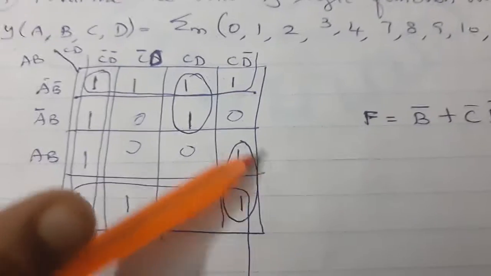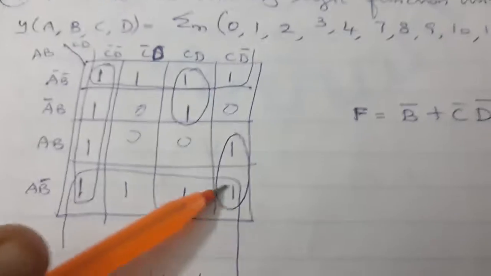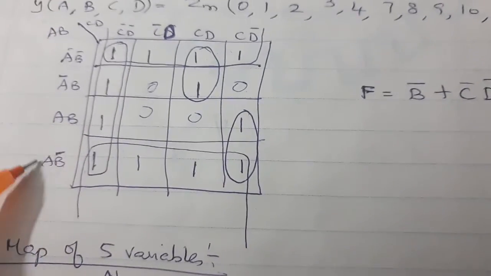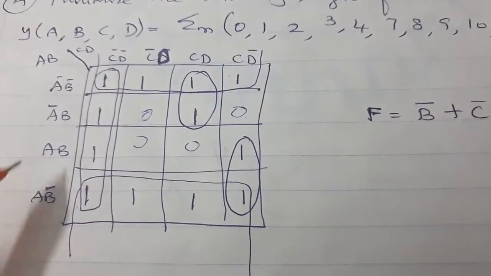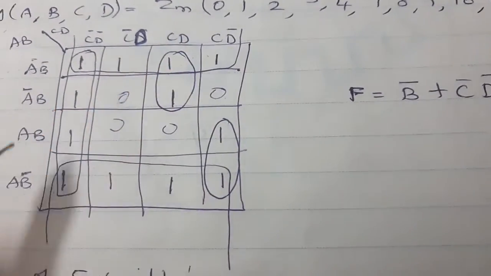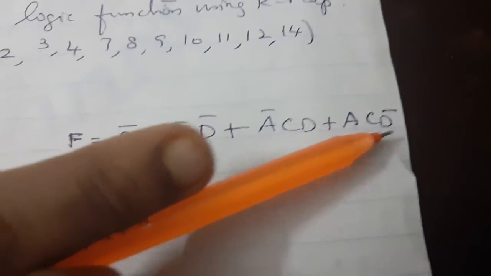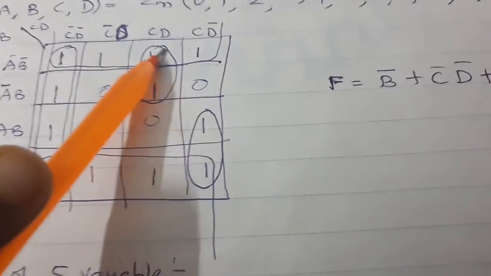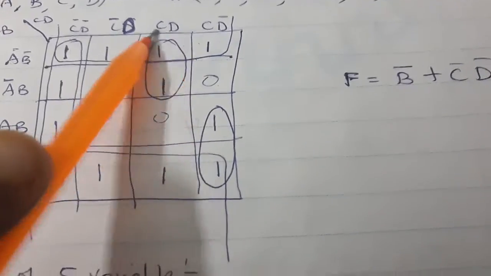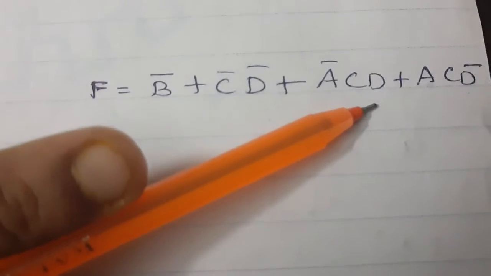Now come to the 2 adjacent ones. You have to find the 2 rows. Which is common here? A is common. When you come to this column, it is C D bar. Therefore, you have A into C D bar. Next 2 ones you are going to combine. For these 2 ones, C D on the column side, and A bar is common on the row side. Therefore, A bar C D.